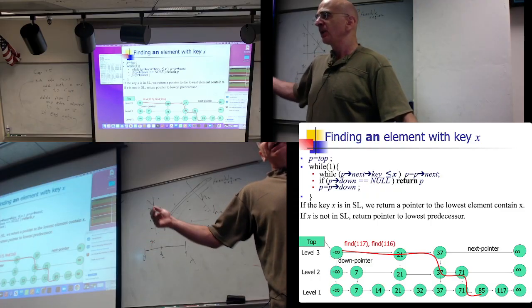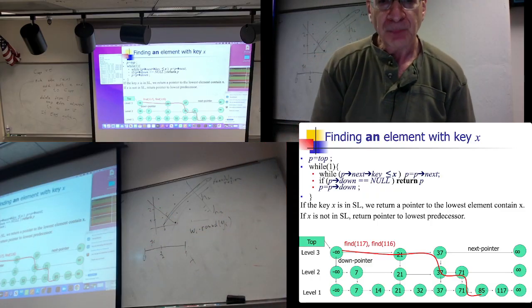There is a caveat: we are going to toss coins. It's a randomized data structure, but we'll talk about it later.